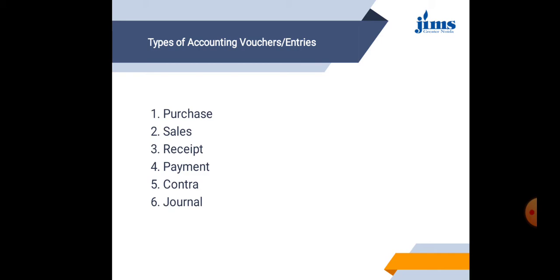For correcting wrong entries passed in the books of account, there may be situations where accounts are wrongly credited or debited. In such a case, to correct those entries, we reverse the first entry or transfer from the wrong account to the correct account using a journal entry in Tally.